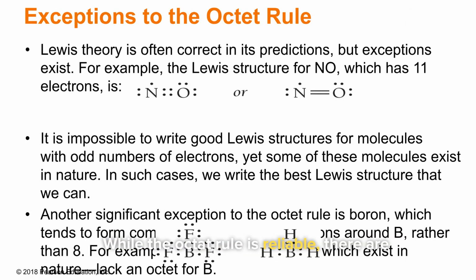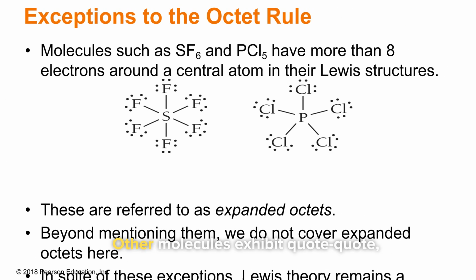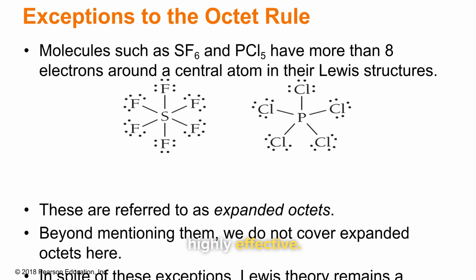While the octet rule is reliable, there are exceptions. Some molecules like NO have an odd number of electrons, and boron compounds often form with only 6 electrons around the central atom. Other molecules exhibit so-called expanded octets, where the central atom has more than 8 electrons, such as sulfur hexafluoride. Despite these exceptions, Lewis theory remains highly effective.